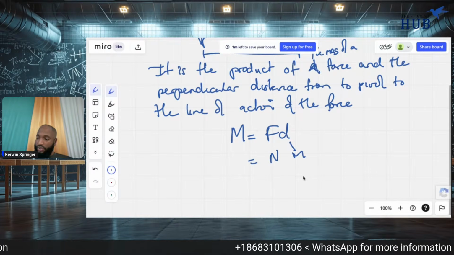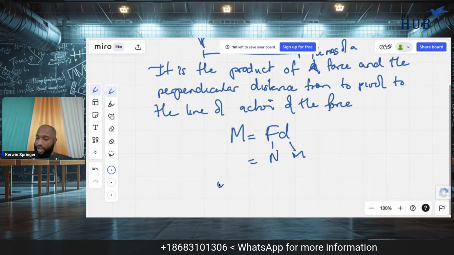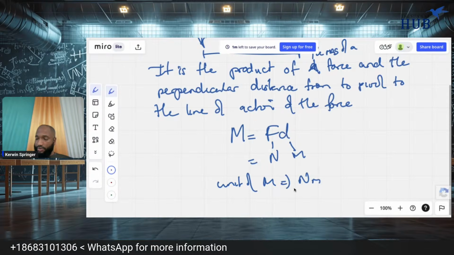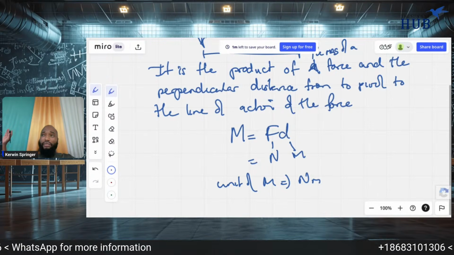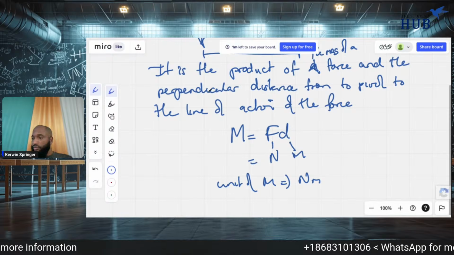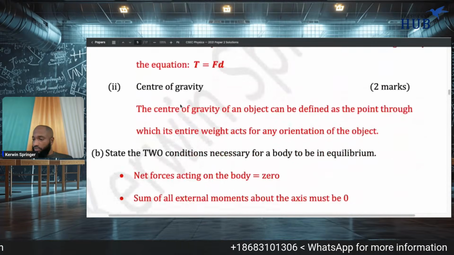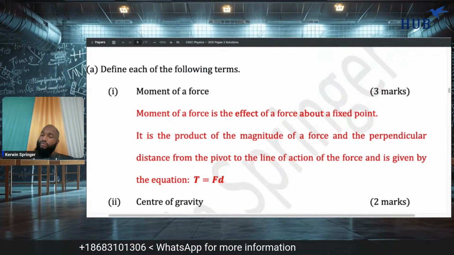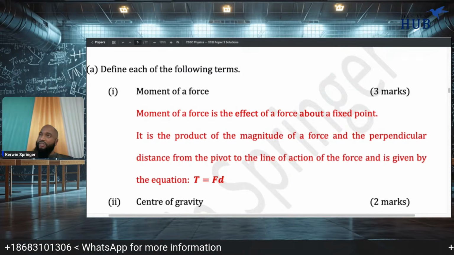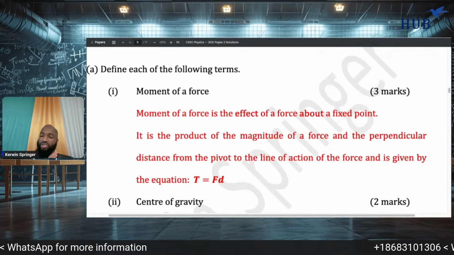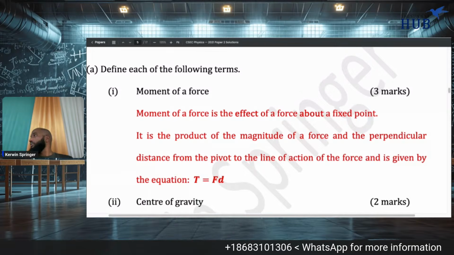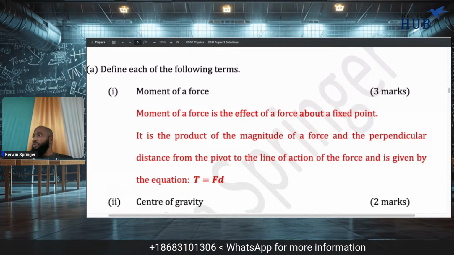So therefore the unit of M is Newton meter. Everybody understand? Sir, so the 3 marks is the unit and the equation? Yes. But if they have to define, if you just put the definition, you are supposed to get the full marks. But I want you to practice doing everything, just like how you're memorizing history.